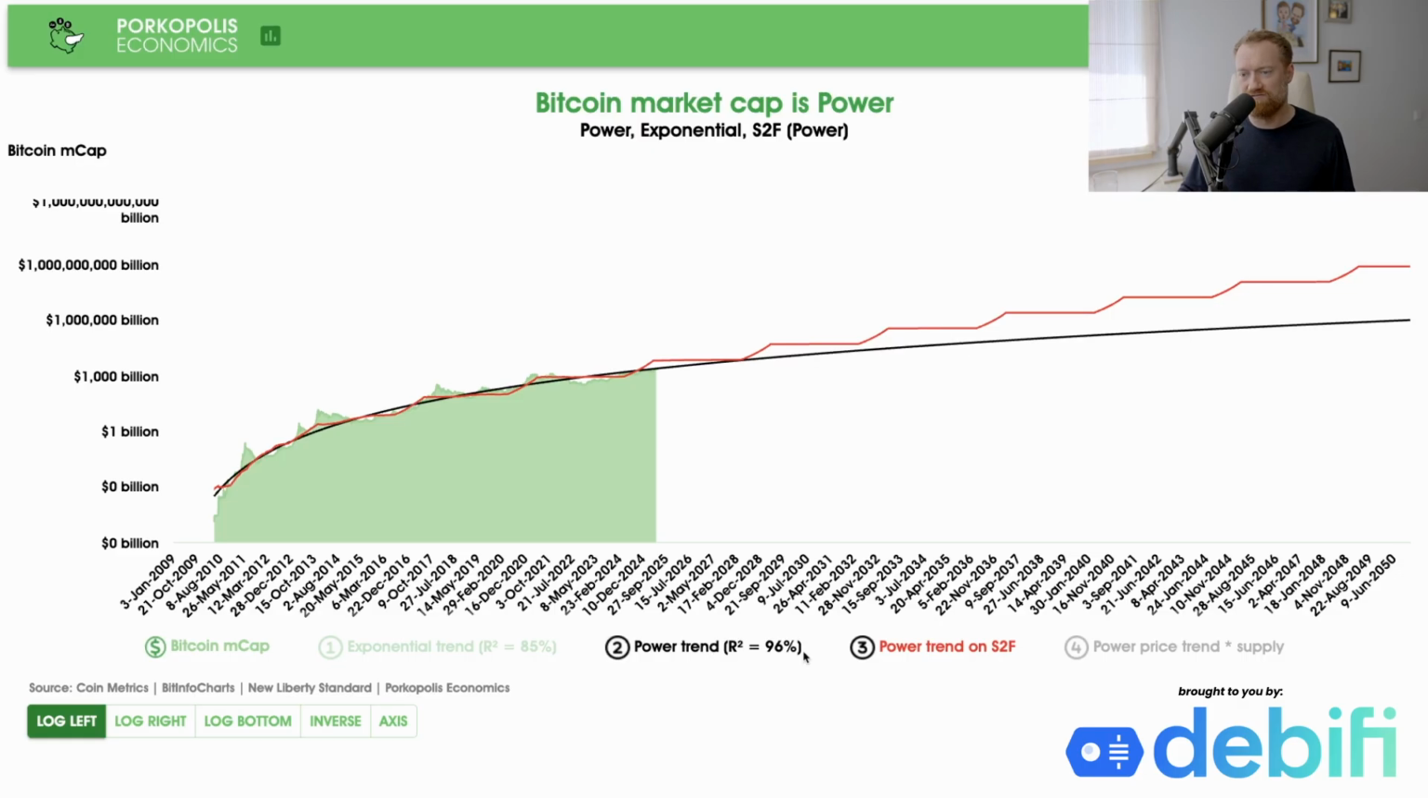But with S2F, it is actually a power curve. So he did do it on a power curve, but he's using the increasing stock to flow, which we know into the future due to Bitcoin's predictable issuance schedule. And Bitcoin is already at the moment under gold as far as inflation rate or monetary growth rate. It's less than 1% per year.